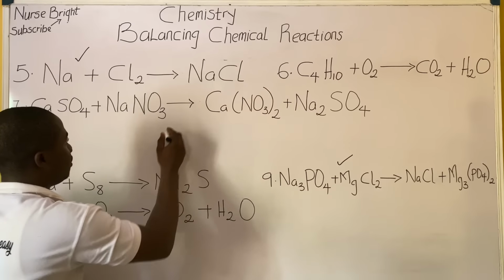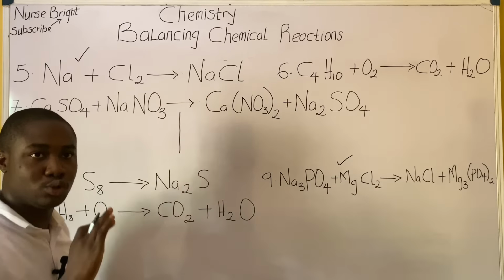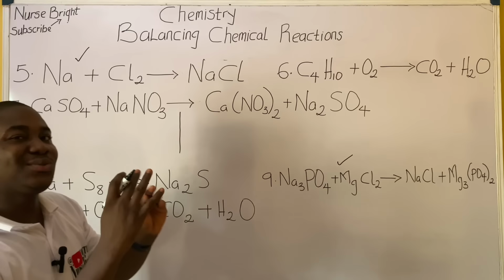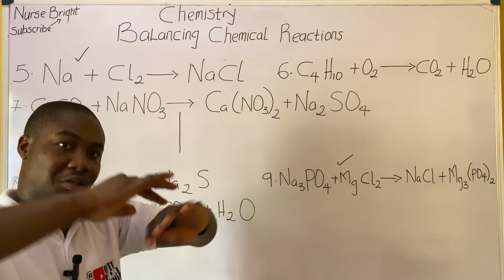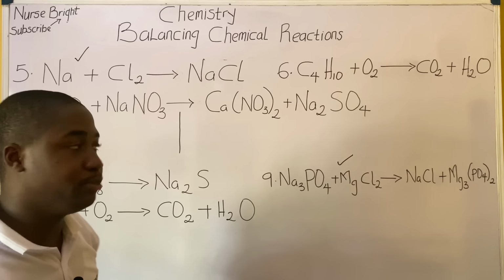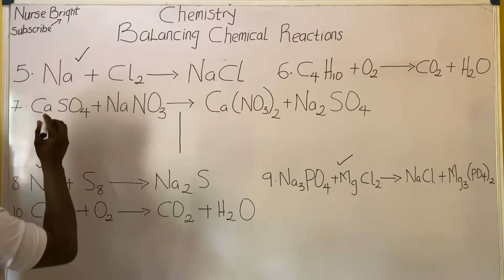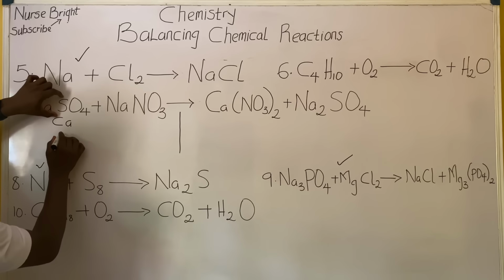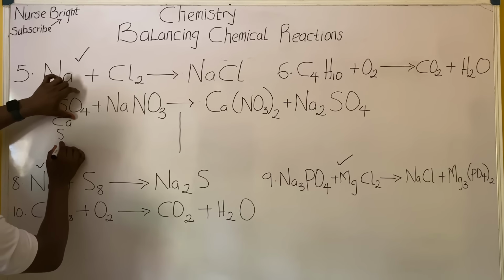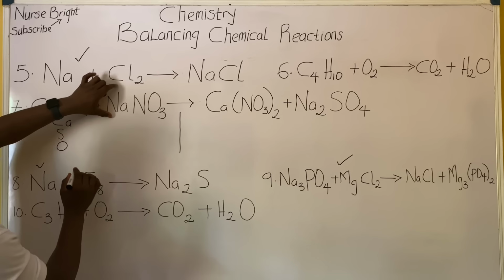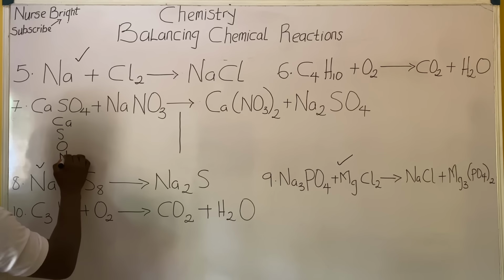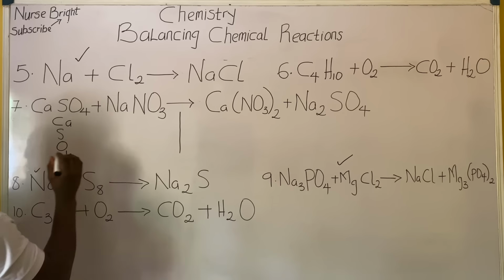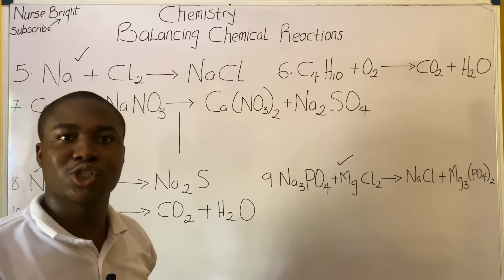You listen carefully, divide the reaction into two sides, whereby at the left you write out all the elements you are seeing. This one is so simple, you don't have to be scared because the reaction is long. Whereby at the left, I'm having calcium, Ca. Also, I'm having sulfur. Also, I'm having oxygen. Also, I'm having sodium, Na. And lastly, I am having nitrogen. It is simple. Just watch closely.